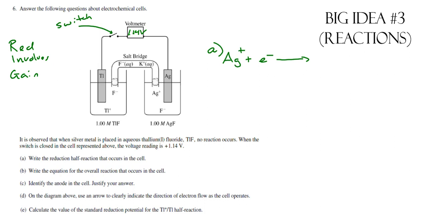If you're wondering how I knew it was Ag plus, there are two transition metals you should have memorized. Silver is +1, it's in group 11, and 11 ends in a 1. And zinc is +2, and it ends in a 2. So if you add an electron to the positive ion, it becomes the metal. So that is my reduction.